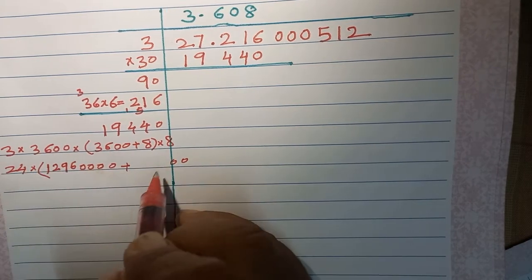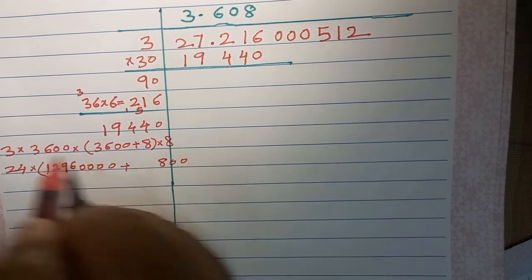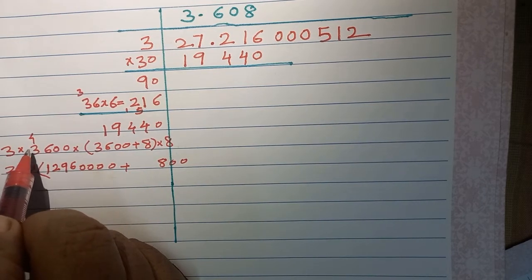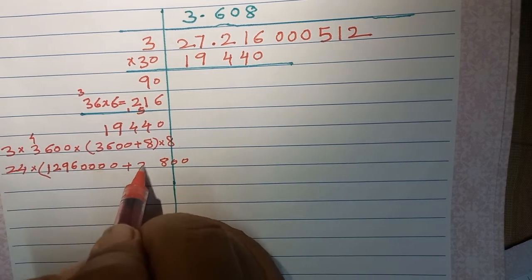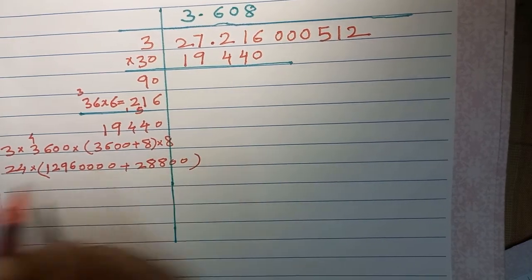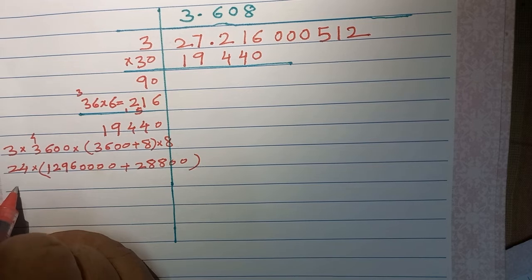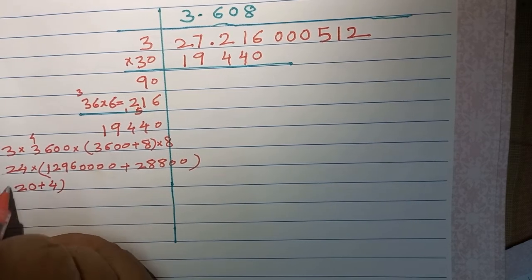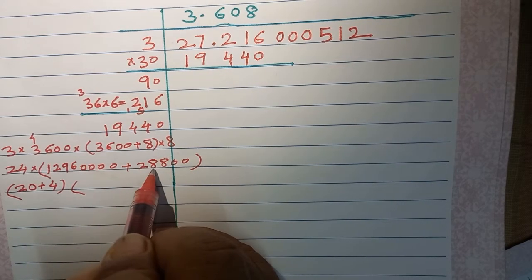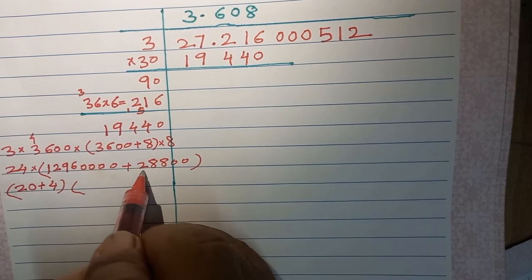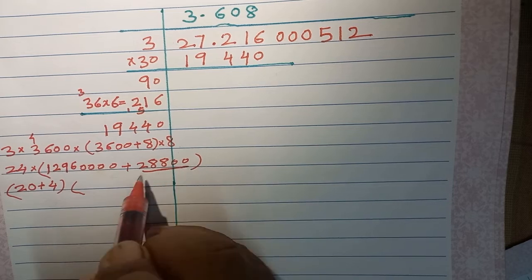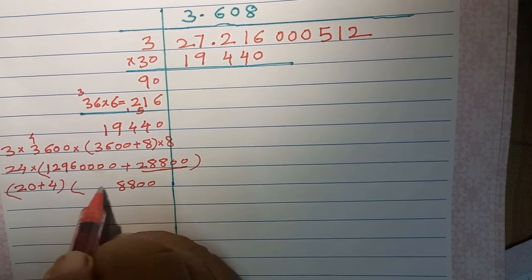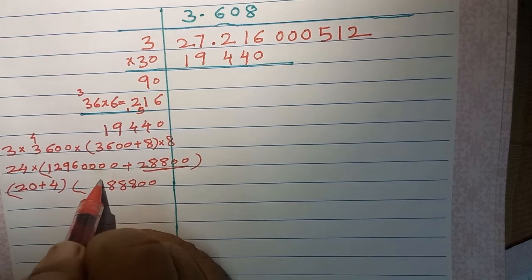8 into 6 is 48. 8 into 3, 24 plus 4 is 28. Now we can write 24 by 20 plus 4. Now add 4088. 6 plus 2 is also 8.